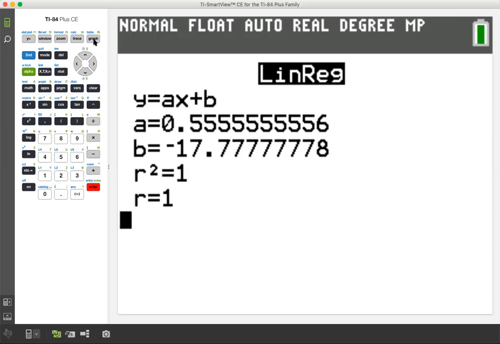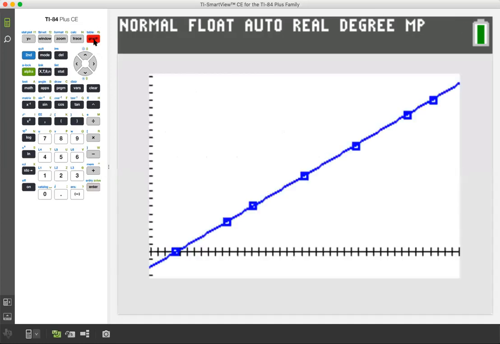And if I look back at my graph, I can see that it is a perfectly straight line. Those points all follow on the line, all at the same place. So they're all on my line, making it a perfectly linear graph. So the data is perfectly linear when the R value is 1. Questions?